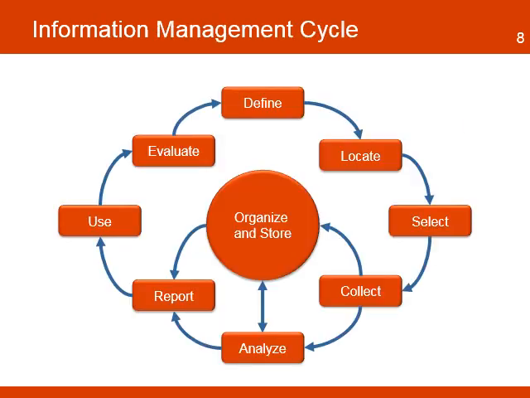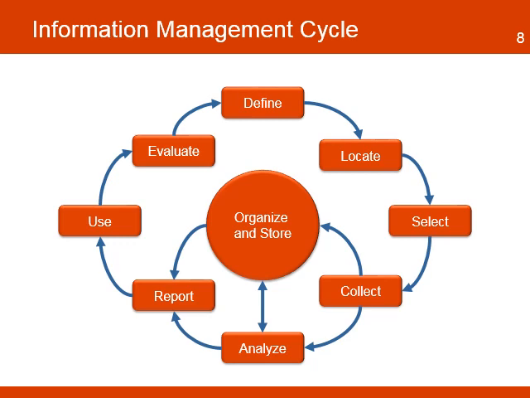One element that's important to understand when planning for an MIS is the information management cycle. The cycle consists of 9 steps. The initial 3 steps of defining the data, locating the data, and selecting the data are the foundations. This step includes the process to ensure that the data meets the needs of the project, that it is easy to access, and is of good quality.